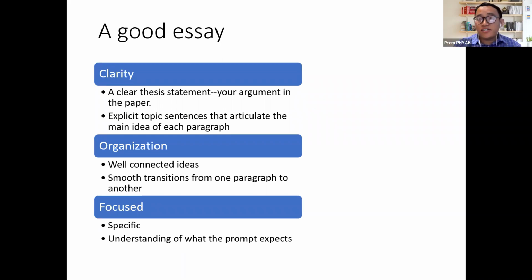So basically, it is written in the first paragraph of an essay, in short essays, right? And there are explicit topic sentences that articulate the main idea of each paragraph, right? So basically, two basic things make your arguments and essay clearer. One is the thesis statement, and another is that different paragraphs have really well articulated, really explicit topic sentences.